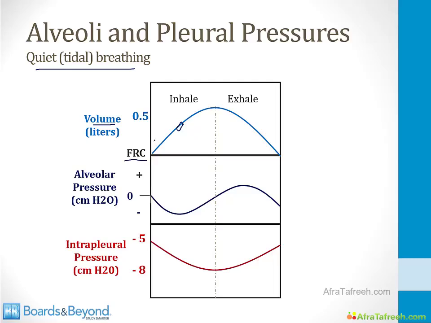You begin to inhale and the volume in the lungs goes up. You inhale about a half liter with each quiet breath, and then you begin to exhale and the volume goes back down to the FRC. This should be very easy to understand. Volume is just going up and down during a respiratory cycle.